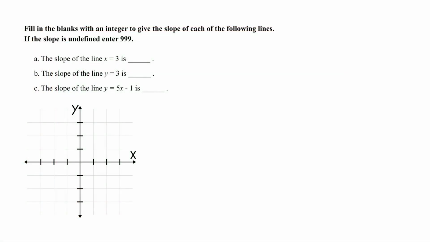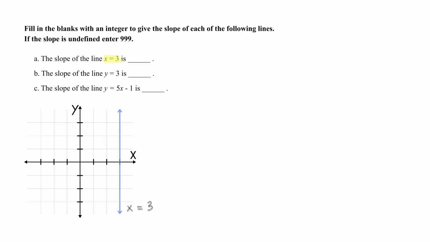Let's take a look at these questions. There are a few quick shortcuts we can use to find the slope without graphing. Part A. We are given the line x equals 3. This is a vertical line since every point on this line has an x-coordinate of 3.